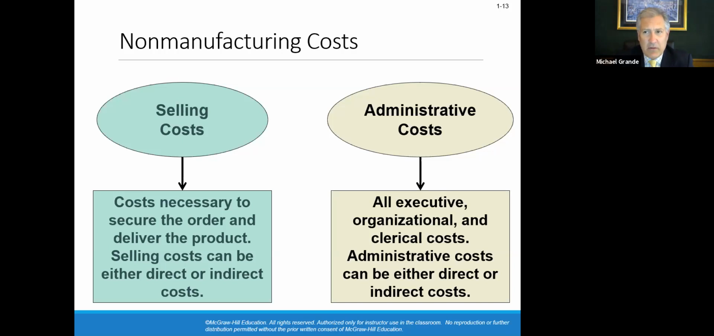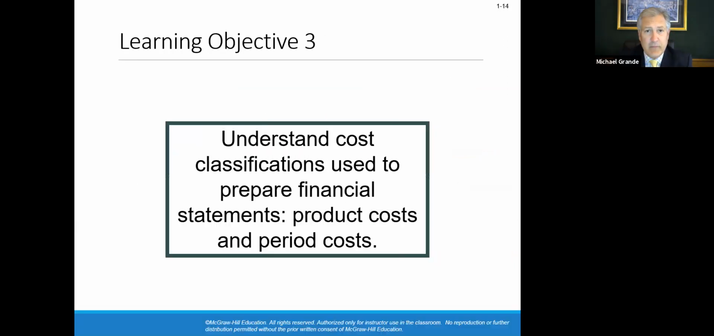If you remember your multi-step income statement, it began with sales revenue, and you subtracted your cost of goods sold. Cost of goods sold is your manufacturing costs. Sales revenue minus cost of goods sold equals gross profit. Gross profit less selling and administrative expenses equals income from operations. So you can see they go in different places on the income statement. Learning objective number 3, understand cost classifications used to prepare financial statements, product costs, and period costs.